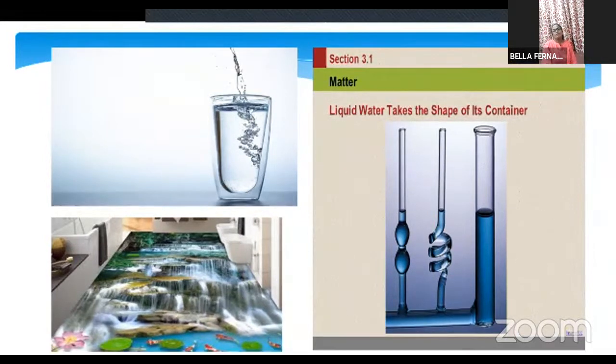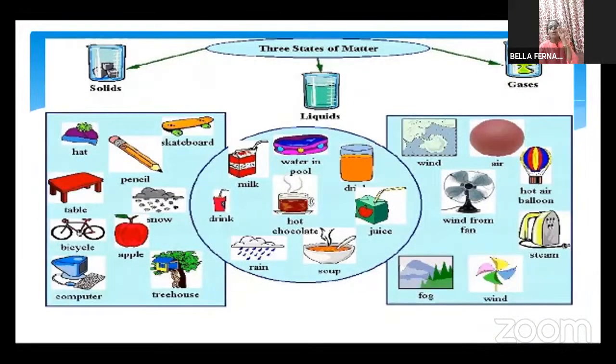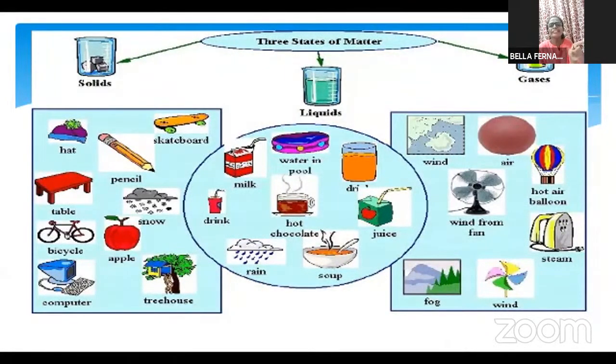Now I have told you about the states. So we have here next three states of matter, correct. On one side you will see solid things. What are the solid things? You will see pencil, table, cycle, apple, tree, etc. Whereas in the middle you will see liquid substances, like coffee, then soup, then tea, then cold drinks, and so on. And on the right hand side, you will see all gaseous things. Okay, air is filled in it. Our wind, our air, everything is in the form of gas. So these are the three states of matter.